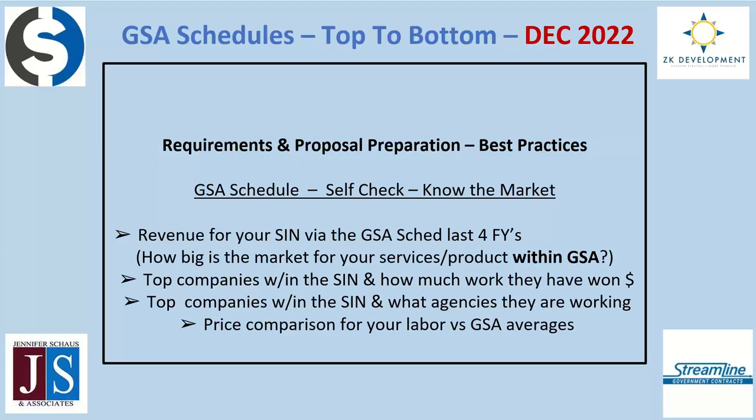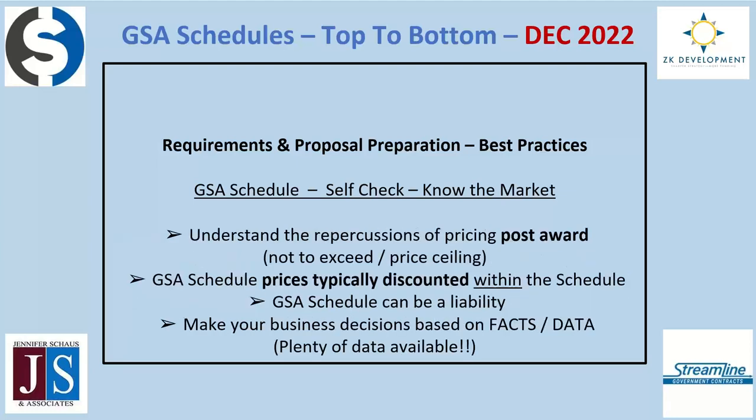You want to know who are the top companies that are winning most of the work within your special item number before you decide to get the schedule. Are they small businesses? Are they large businesses? What agencies or departments are they working with? And then again, compare your labor or your widget or your software rates with the GSA averages.